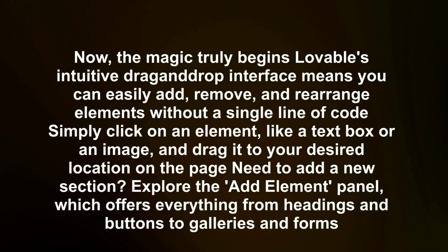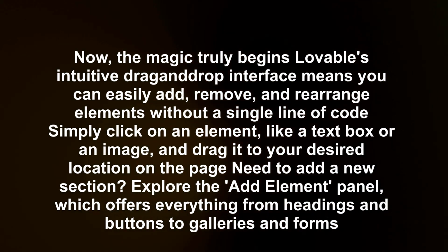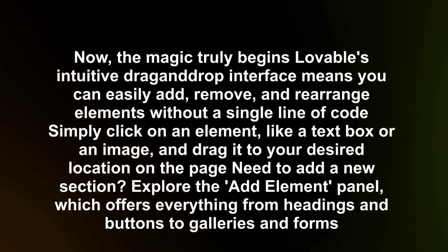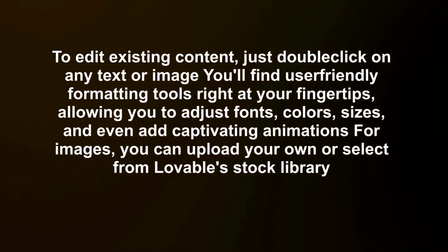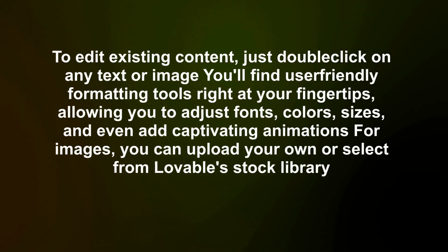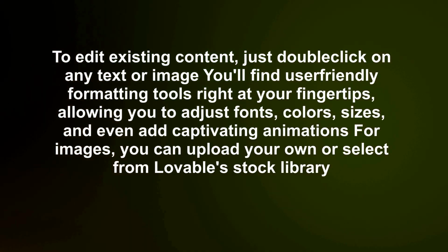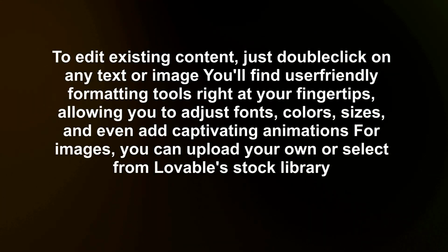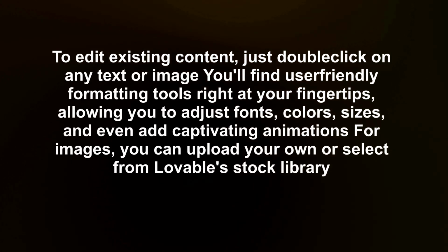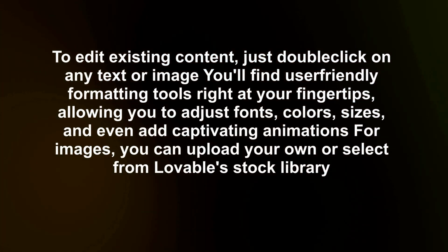Explore the Add Element panel, which offers everything from headings and buttons to galleries and forms. To edit existing content, just double-click on any text or image. You'll find user-friendly formatting tools right at your fingertips, allowing you to adjust fonts, colors, sizes, and even add captivating animations for images. You can upload your own or select from Lovable's stock library.